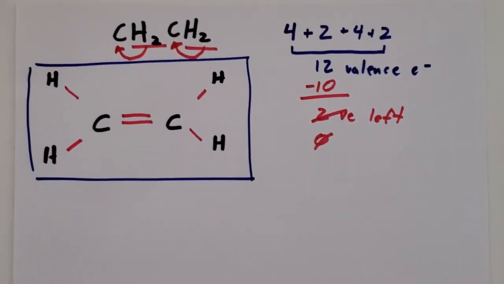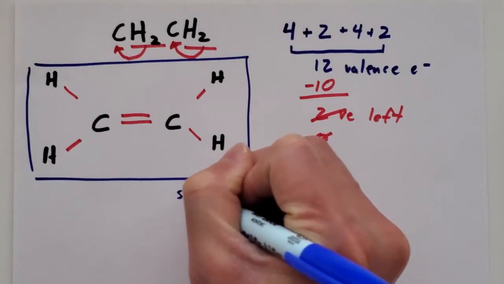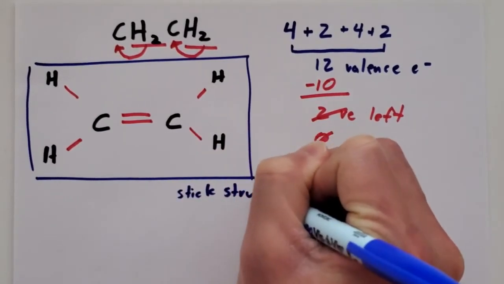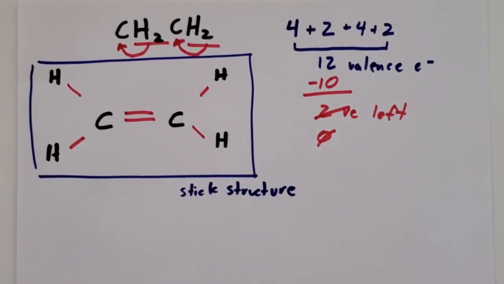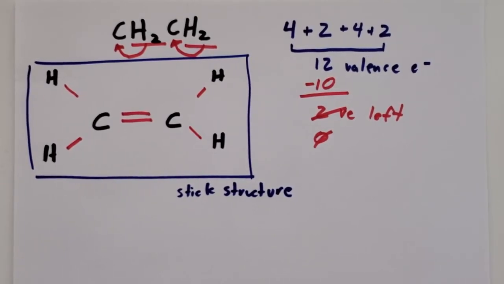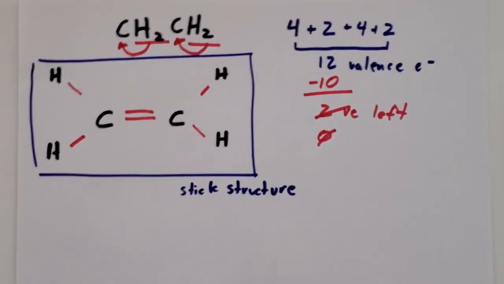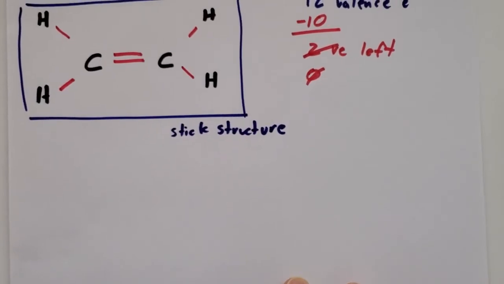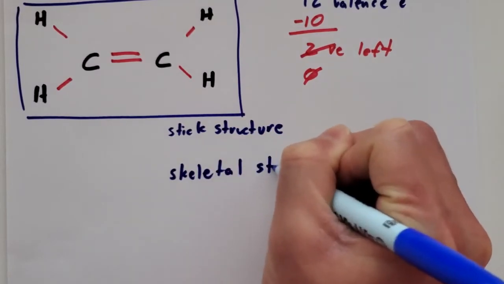Okay, so what we're going to do now is we're going to learn about a different type of structure. But before we do, I just want to make sure we label this. This is what we call the stick structure. Okay, because we draw sticks between the atoms. Okay, unfortunately, as we go forward, we're going to be looking at bigger and bigger structures, and drawing the structures like this is going to become a little bit inconvenient for us. Instead, we're going to learn how to draw something called the skeletal structure, okay? Because it's going to kind of look like a skeleton. So we're going to learn how to draw the skeletal structure.